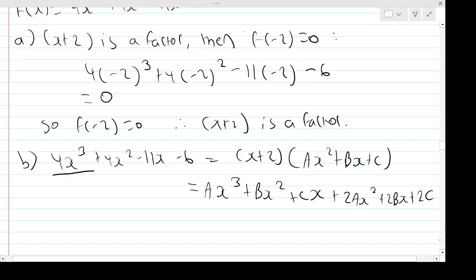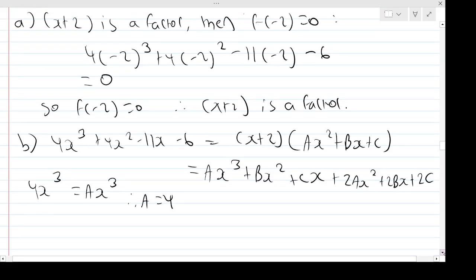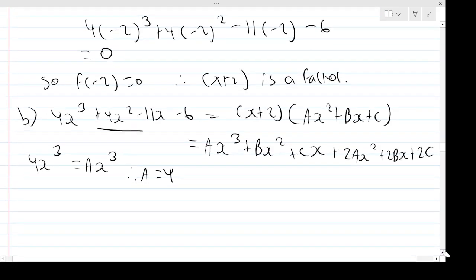But firstly, we got x cubed. So 4x cubed would equal the x cubed on the right hand side. So that would have to be ax cubed. Therefore, a would then be 4. Okay, very simply. Then we're going to do the same for the next term, the 4x squared term.